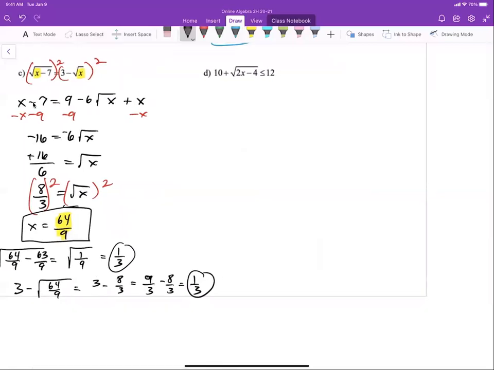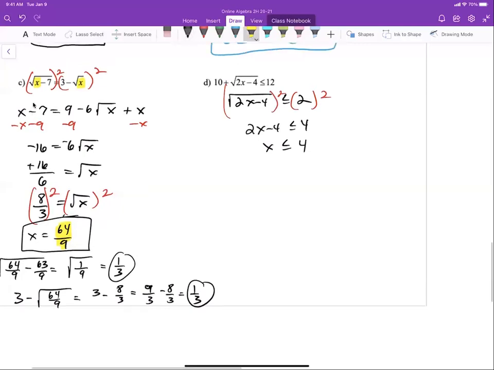Letter D, that is, we need to get the radical by itself. And so we'll subtract 10, that would have given me 2 over there. And then I need to square both sides. And I get 2x minus 4 is less than or equal to 4. I will then add 4 and divide by 2, and I get x less than or equal to 4.